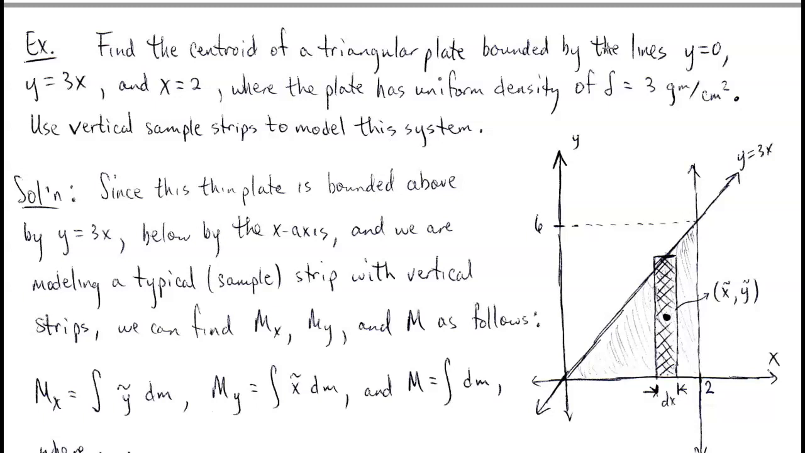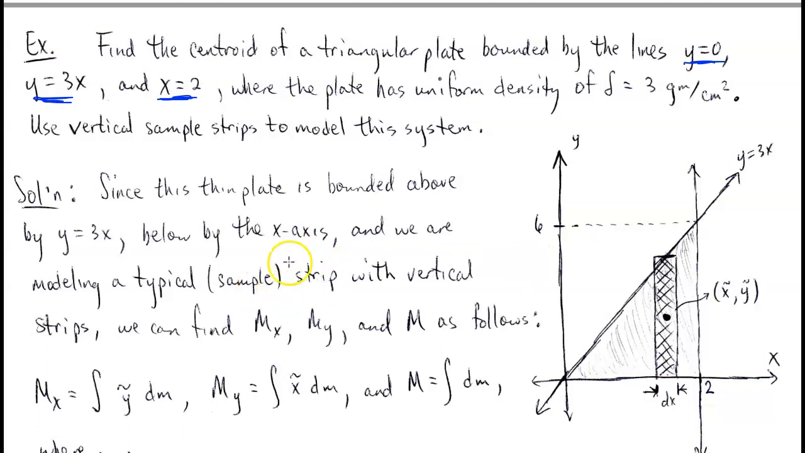All right. So we're going to use vertical sample strips to model this system. So our solution here is that this thin plate is bounded above by y equals 3x, and notice that you do need to know how to graph these types of relations from memory. Of course, y equals 0 is the x-axis. y equals 3x is just a line with a slope of positive 3 going through the origin. And x equals 2 is a vertical line.